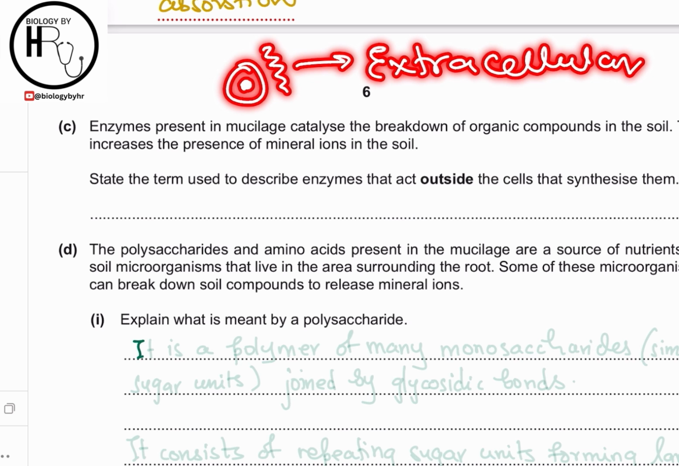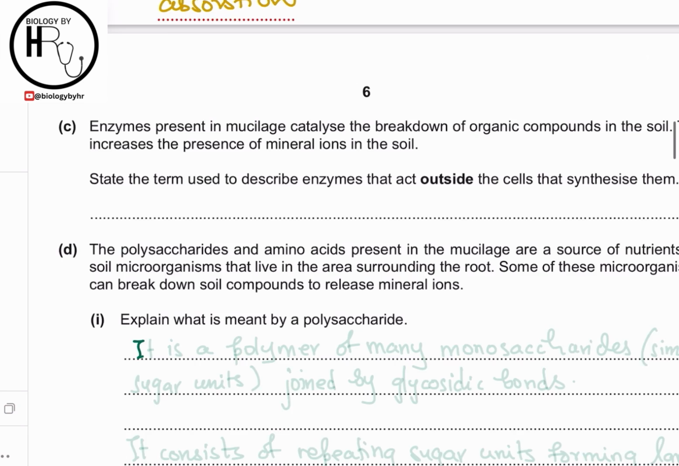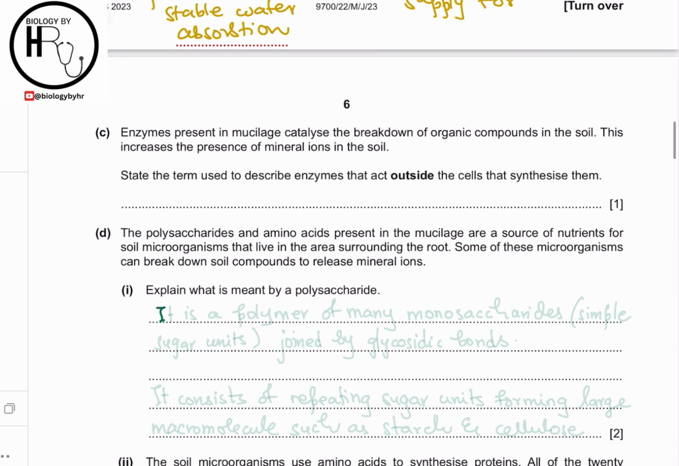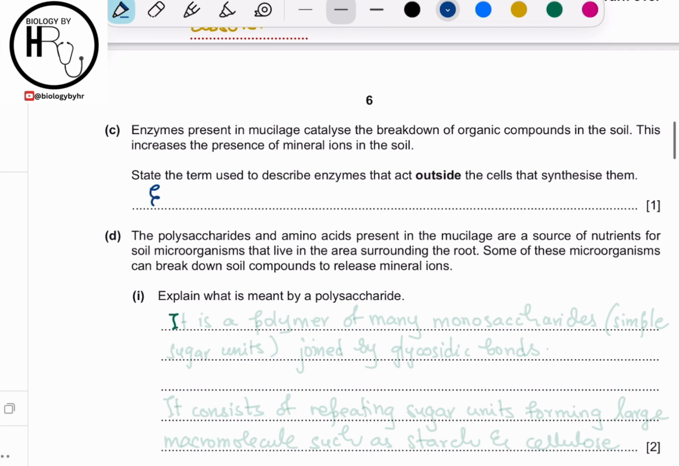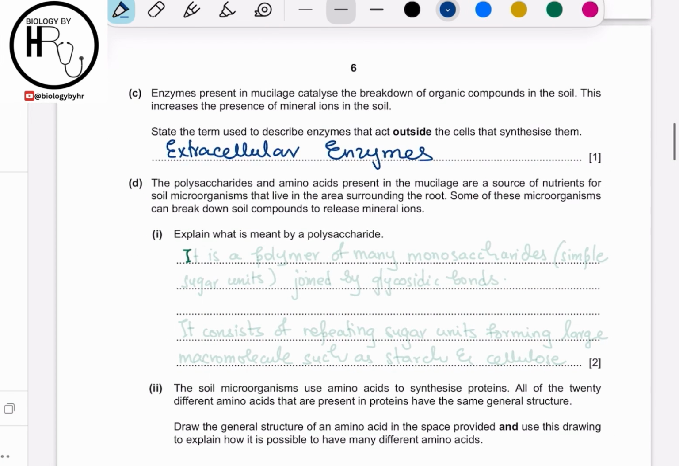And if it is acting inside the cell, it is intracellular enzymes. So if the examiner has asked one question about outside the cell, in the upcoming years he can also ask about the enzymes that act inside the cells as well. So you should know about that as well. However, coming back to the answer of this question, the answer will be extracellular enzymes, right? Extracellular enzymes.